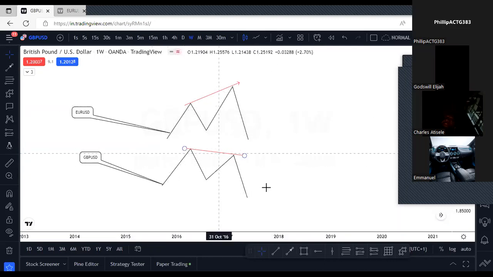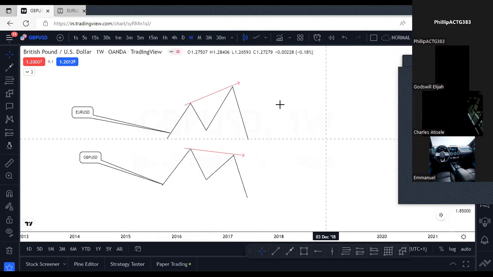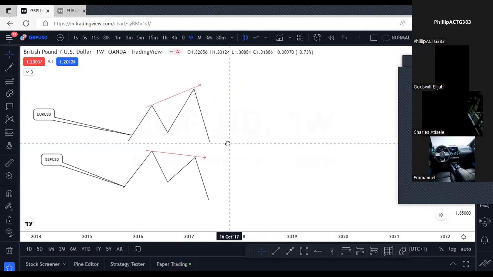Maybe you might want to draw it somewhere. It doesn't have to be between Euro USD and GBP USD. It can be between any of the correlated assets, but I'll just be using these two as examples. Okay, so can I move on, please? So this is a sign of weakness.